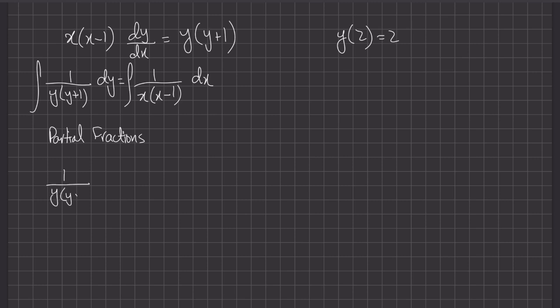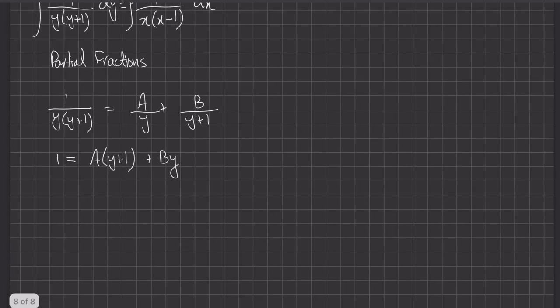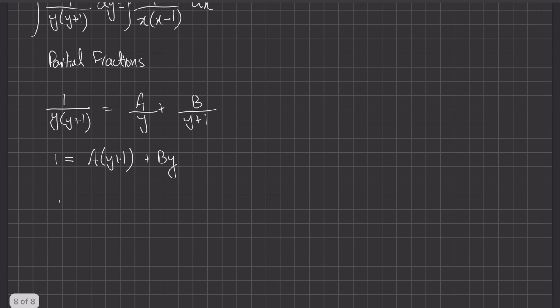The expression can be rewritten as a over y plus b over y plus 1. Multiply both sides by y times y plus 1. We can solve this by choosing y values that help simplify the expression to find one of the constants. Choosing y as 0 gives a equal to 1, and choosing y as -1 gives b equal to -1.